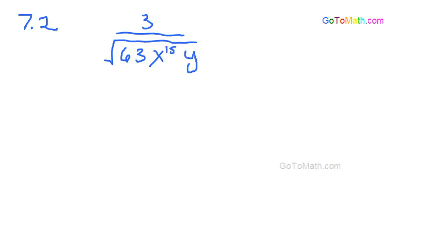Alright, so we have 3 over the square root of something, 63 x to the 15th and y to the 7th. Y to the 7th. So you want to write that down and try to work that out.